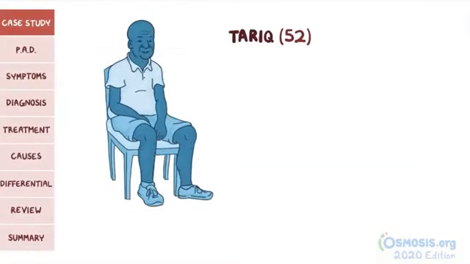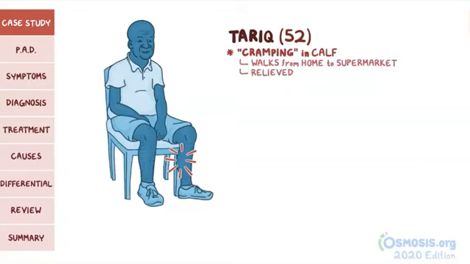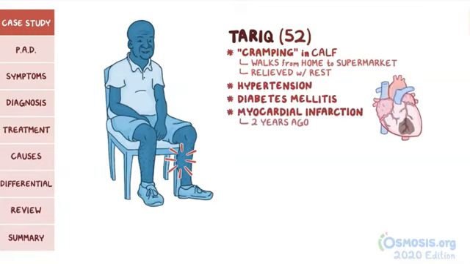Tariq is a 52-year-old individual who presents to the clinic complaining of left leg pain. He describes the pain as cramping and mostly located in his calf. He also mentions that the pain comes every time he walks from his home to the supermarket and is relieved when he rests. Tariq also has a known history of hypertension, diabetes mellitus, and a myocardial infarction 2 years ago.